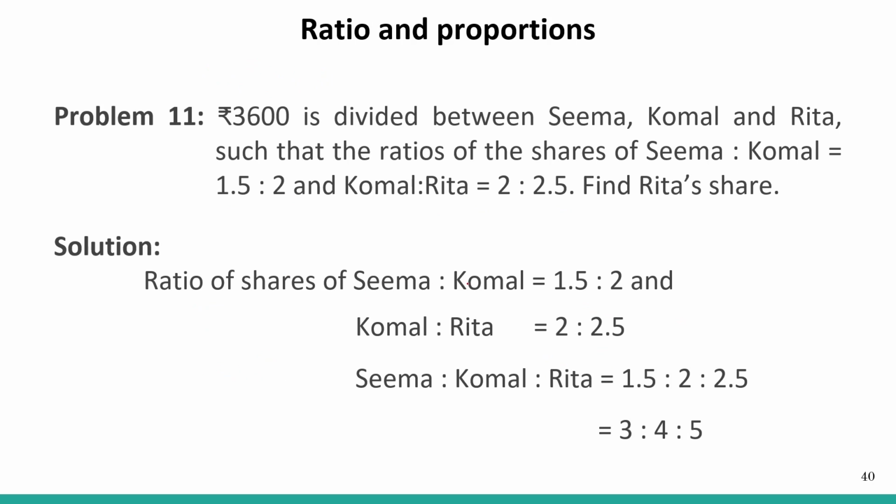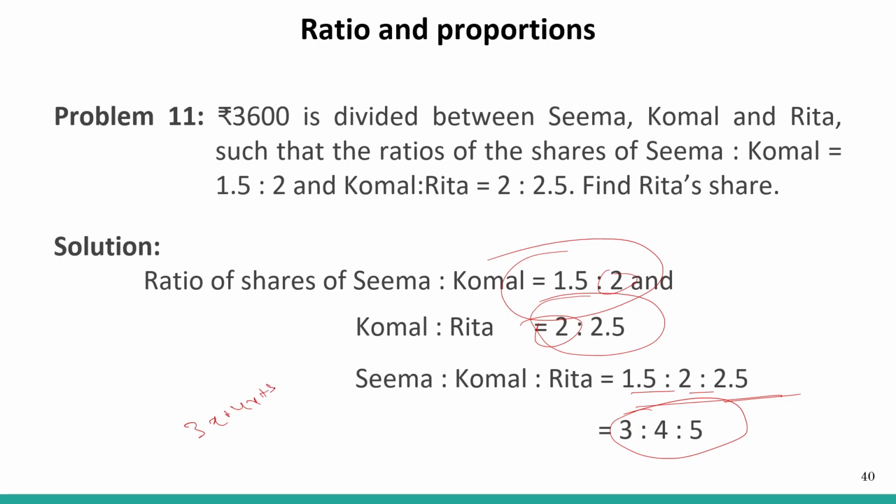The ratio of shares of Seema to Komal is 1.5:2, and Komal to Rita is 2:2.5. So Seema to Komal to Rita will be what? 1.5:2:2.5, because the Komal term is common. That's why we don't need any modification. So 3:4:5 is the final ratio for Seema to Komal to Rita. So let it be 3x plus 4x plus 5x is equal to 3,600. So this implies that 12x is equal to 3,600. So x is equal to what? 300.